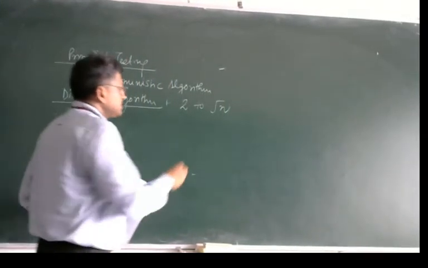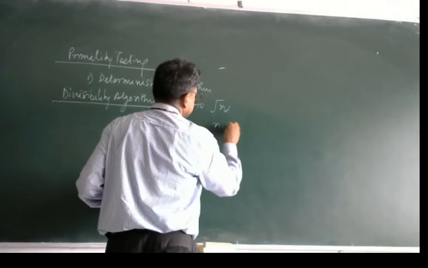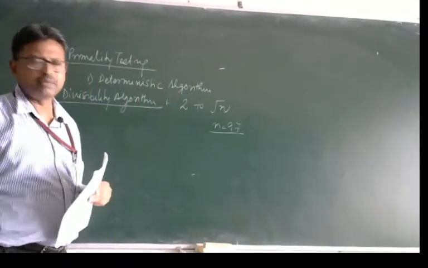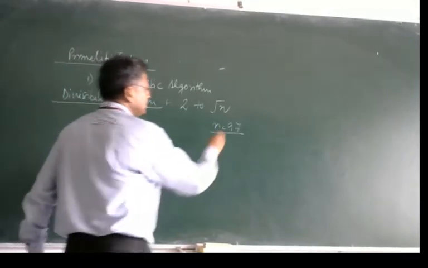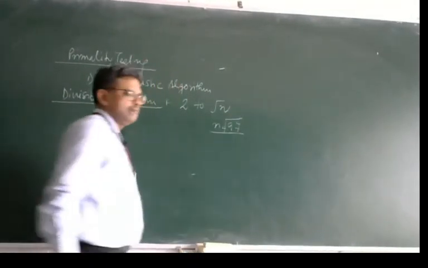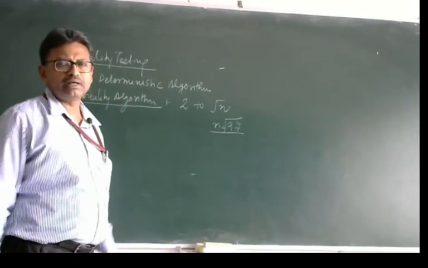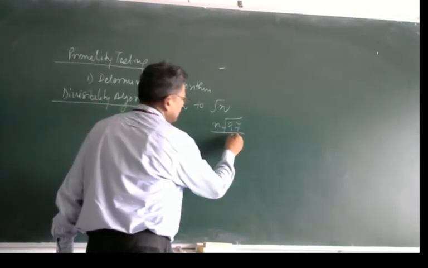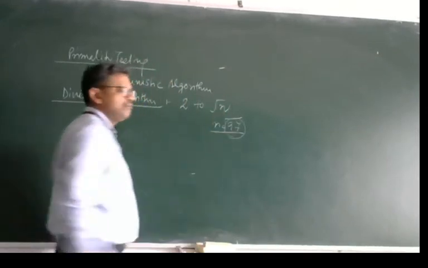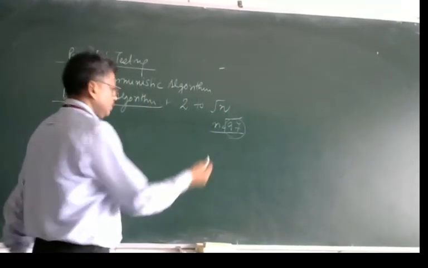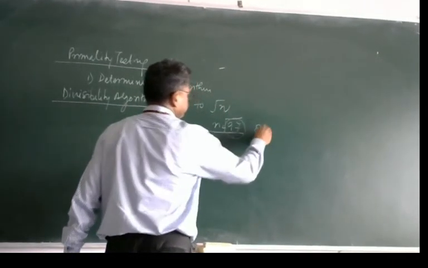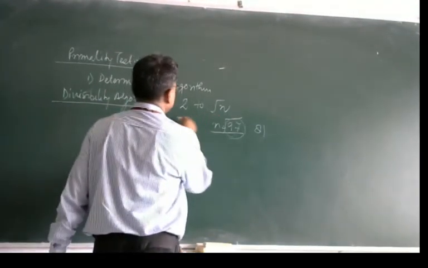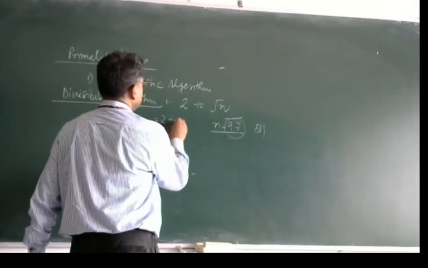I have given an example. Suppose n is equal to 97, which we have to test whether the number is a prime number or not. So what we will do, we will take the square root of 97. 97 may be a perfect square or it may not be. So we look for the number which is less than 97 and is a perfect square. Of course it is 81. 81 is a perfect square, so it means 9. So the range of testing will be from 2 to 9.